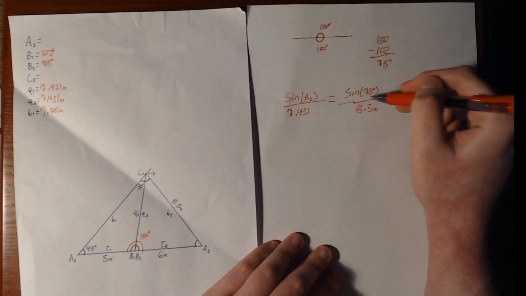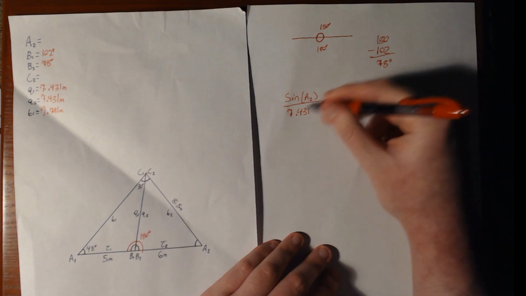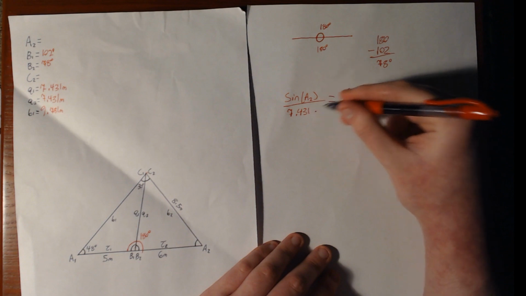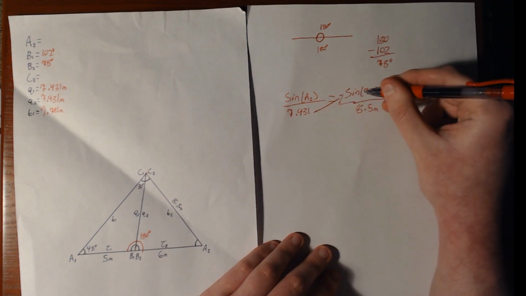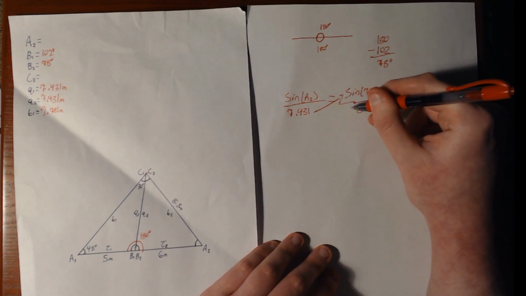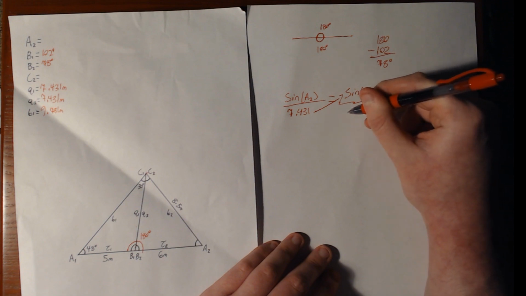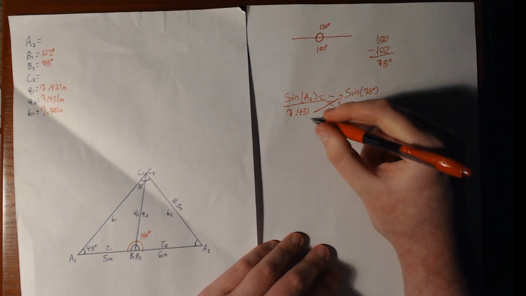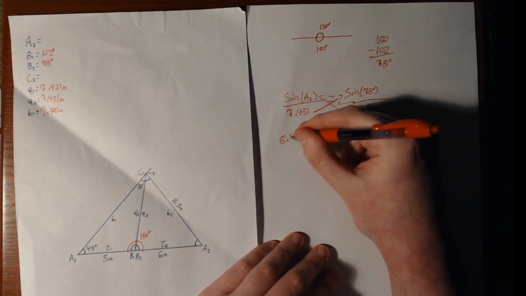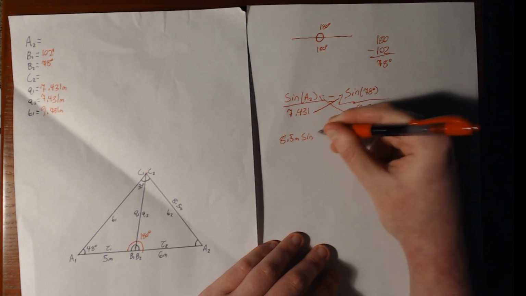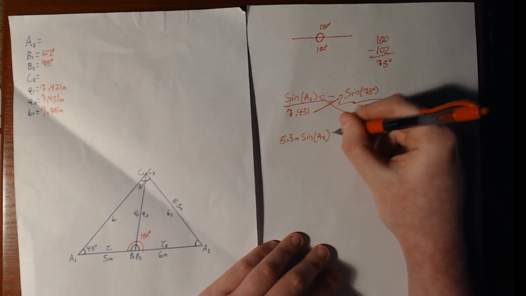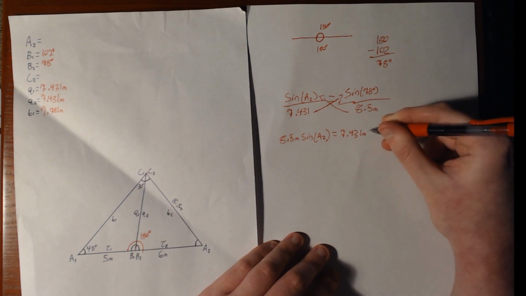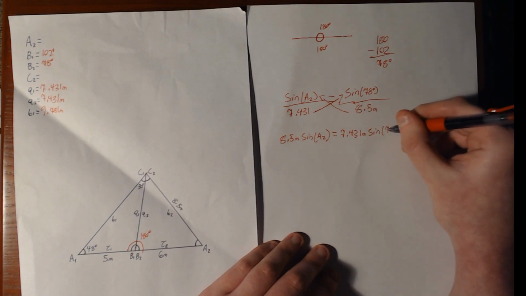From right here, we are able to cross multiply. If you have the law of sines written out like this, equals, etc., we can take the denominator of the left side and multiply it to the numerator on the right side, and take the denominator of the right side and multiply it up to the numerator of the left side. This will all come to 8.5 meters sine a sub 2 equals 7.431 meters sine 78 degrees.